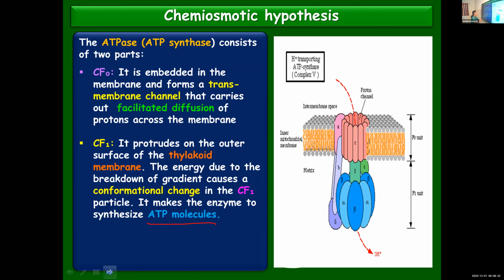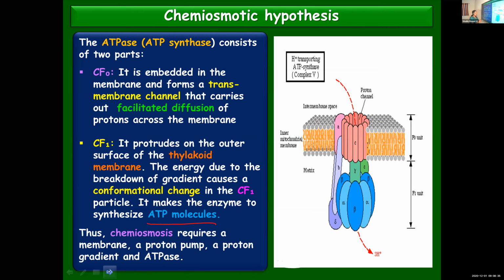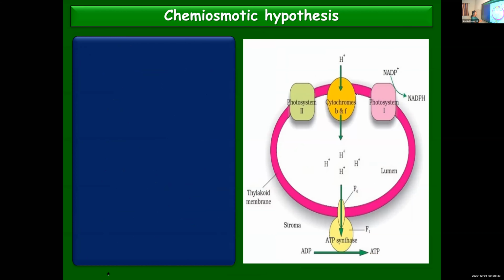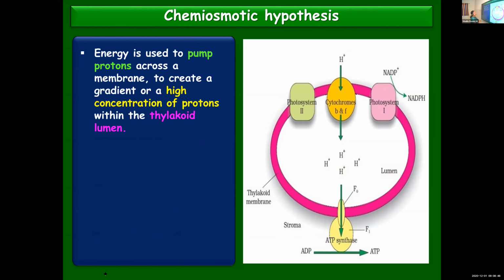And for chemiosmosis to happen, some requirements are needed: a proton pump, a membrane, a proton gradient, and ATPase enzyme. Hope you have understood. Yes? Yes, ma'am.